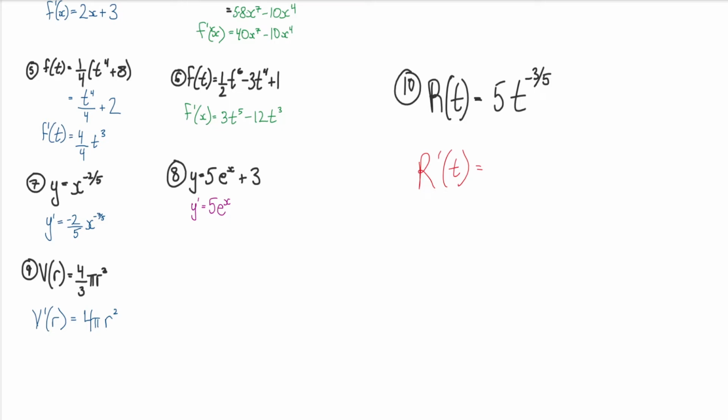Okay, so 5 times -3, right? Over 5, we'll just cancel the 5, so we'll just get -3, and then the t, so that, sorry, that should be a factor out front, that has to be subtracted by 1, so we just get -8 over 5, right? Boom.